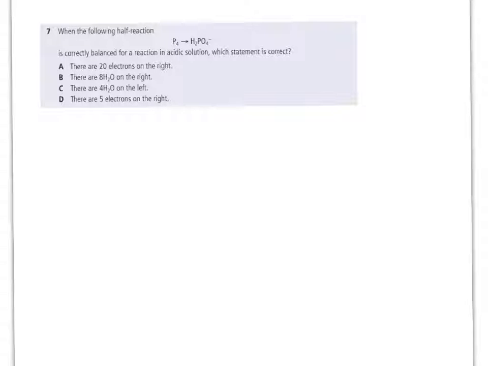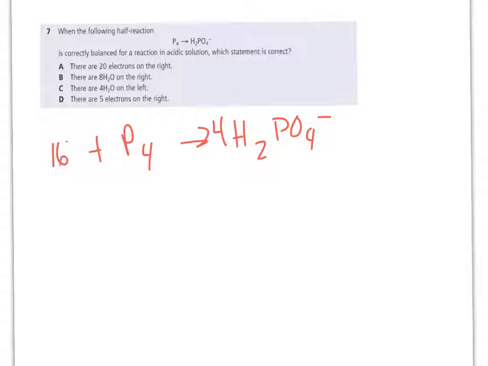Number 7, when the following half reaction is correctly balanced, which statement is correct? Well, the easiest thing to do is just go ahead and balance it. So P4, H2PO4 minus. So the first thing I have to do is balance my P's, which requires a 4 here. Putting a 4 there really changes things up because now I need 16 H2O to balance my oxygen. And that means on the other side, I need a total of 32 hydrogen. Well, I've got 8, so I still need 24 hydrogen ions, or H+.